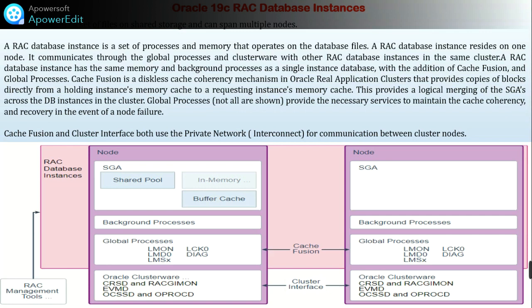Okay, here is a diagram for cache fusion, how it occurs. RAC management tools, RAC database instance, node, SGA, shared pool, memory, buffer cache, background processes, and the global processes. Oracle Clusterware. Node 2 also has cache fusion and global processes. Both nodes will be the same, with a cluster interface. The cache fusion and the cluster interface both work through the private interconnect. The private network communicates through the private interconnect.